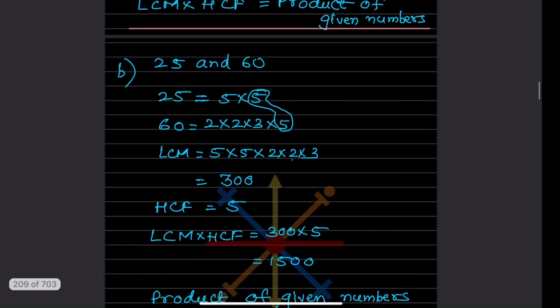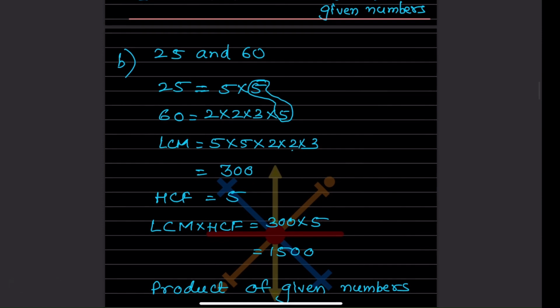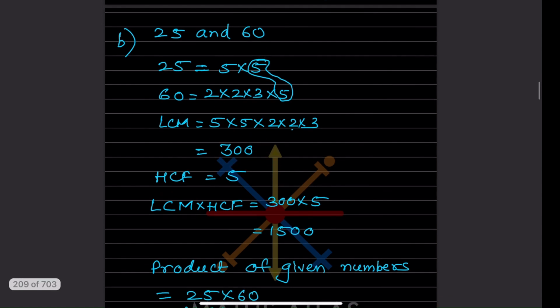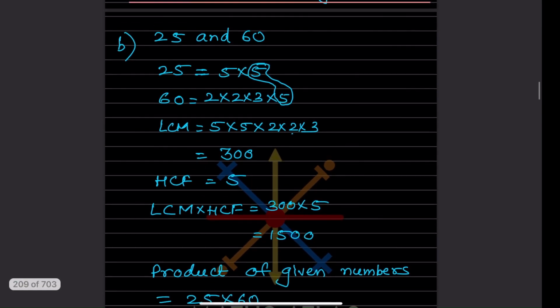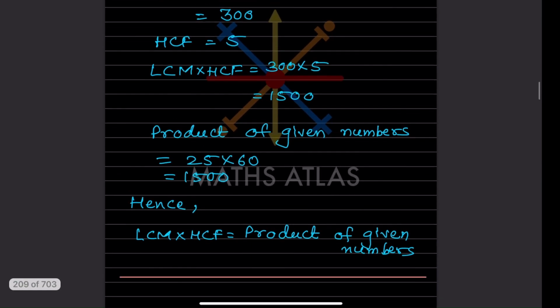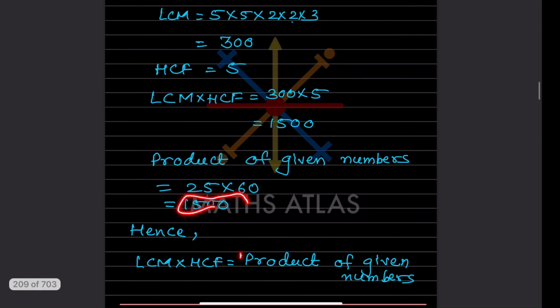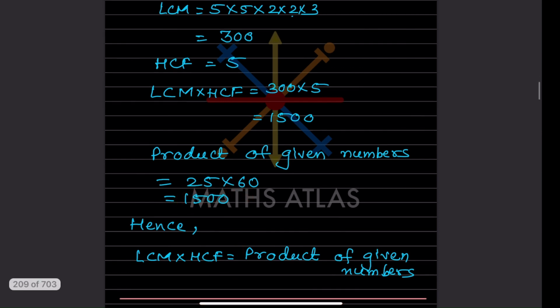This is very easy. So now 25 and 60, you take the factors of 25, you take the factors of 60, you take the common and the uncommon, which means LCM you get as 300. HCF, only the common, means 5 is common over here. So LCM into HCF means 300 into 5. And the product of two numbers means you multiply this into this. Of course, you will get 1500. So we will write here LCM into HCF is the product of given numbers.